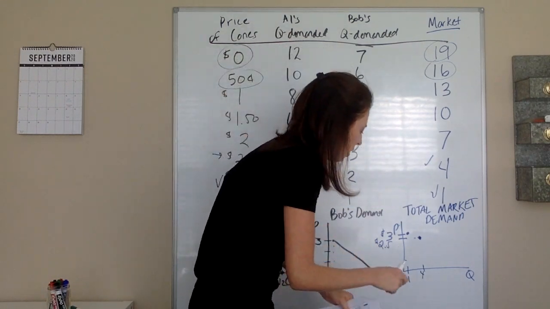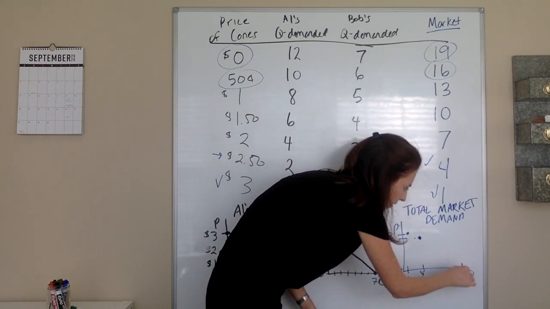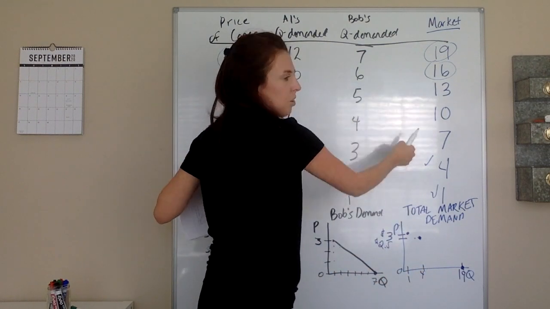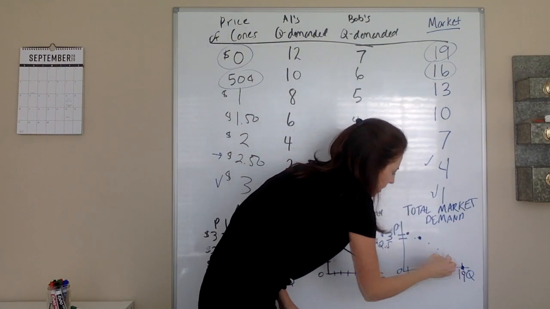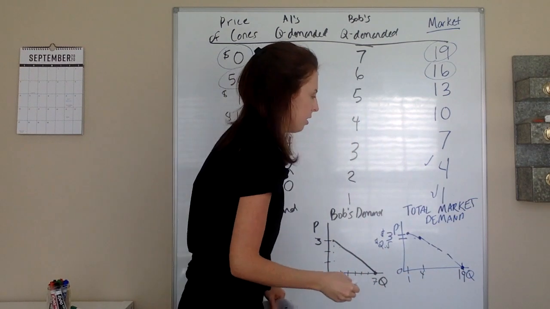Again, that matches. So at a price of 0, again not drawn to scale, we'd have a dot over here at 19. And then recall that each of these is also going to correspond with a dot. So once you get all the dots, you just connect the dots, and that gives you the market demand curve.